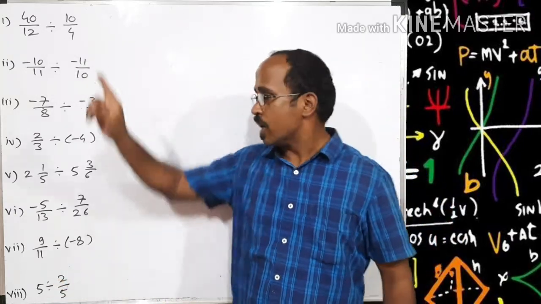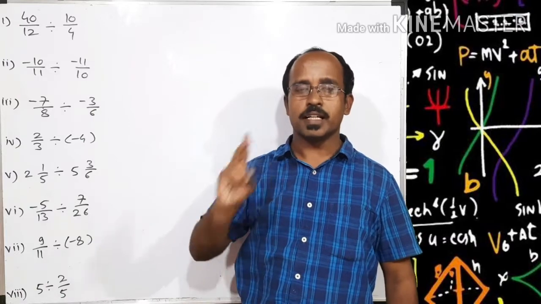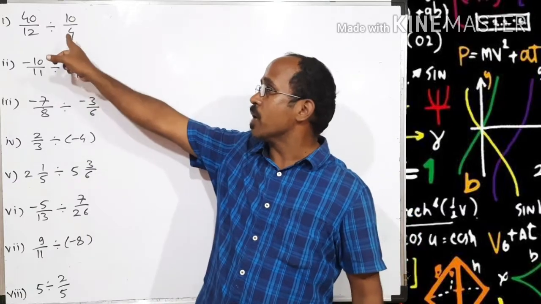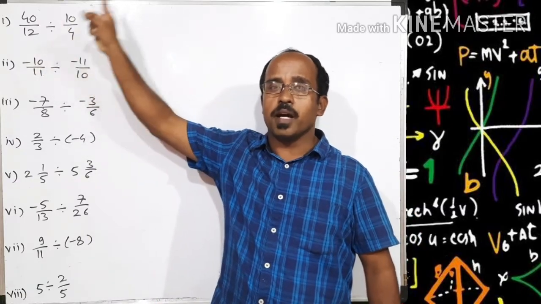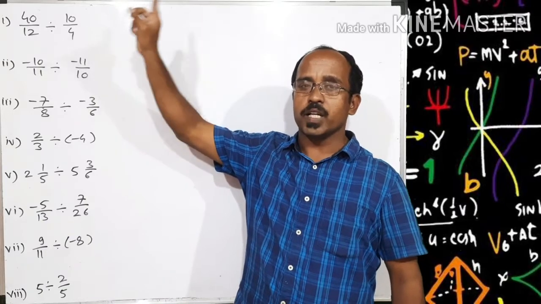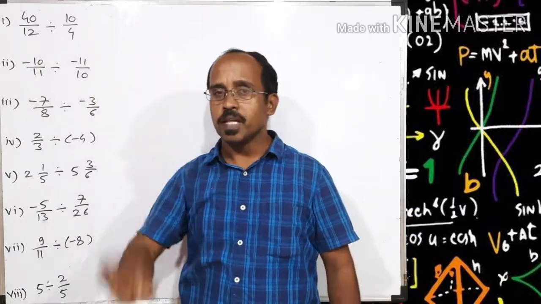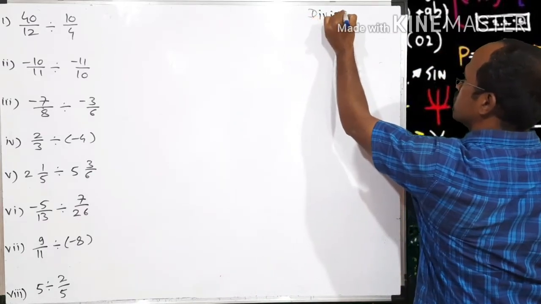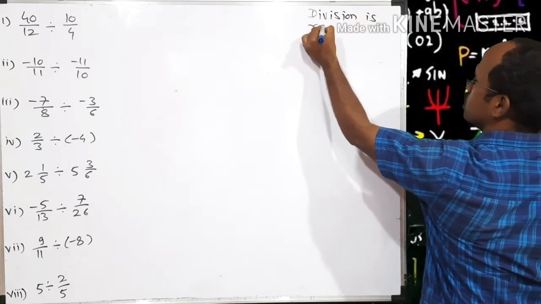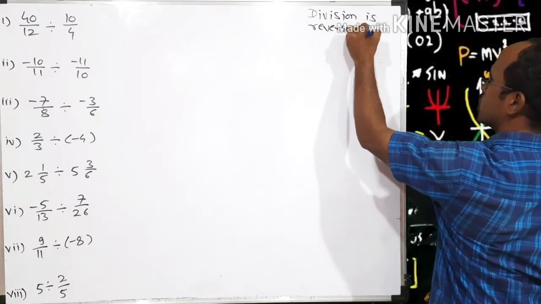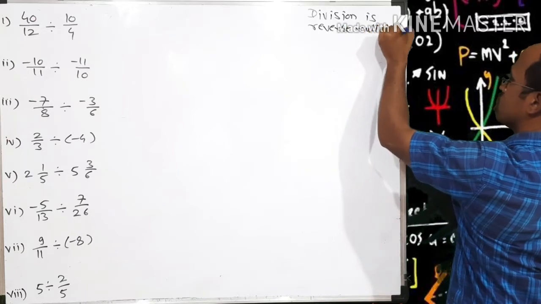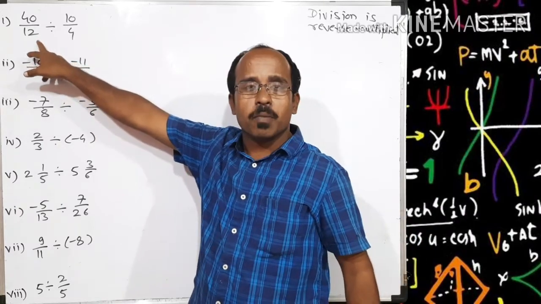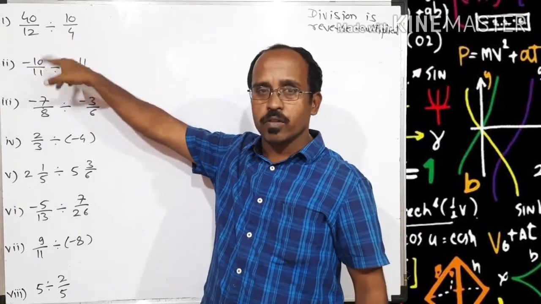Students, rational numbers are like fractions. Second thing, to divide rational numbers means we have to multiply the first rational number by the reciprocal or multiplicative inverse of the second rational number. Please remember, division is reverse multiplication. So we have to multiply the first number by the reciprocal or multiplicative inverse of the second number.